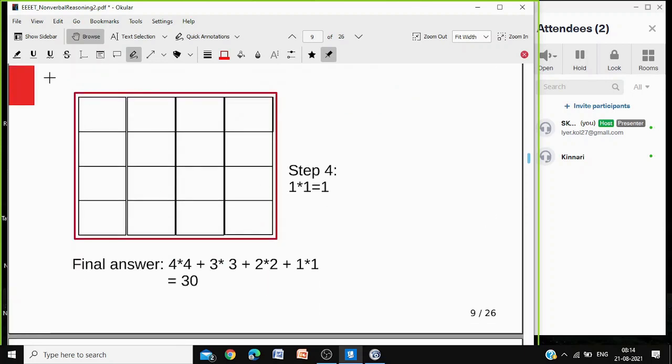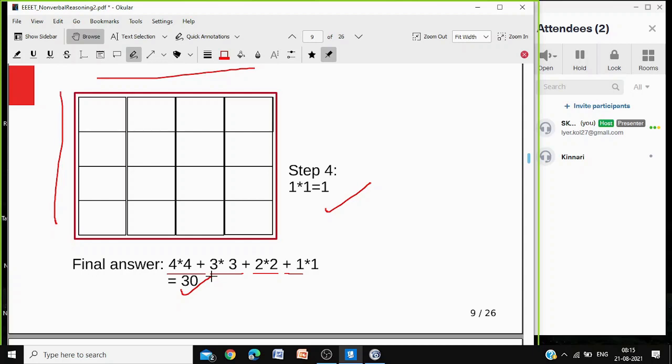And finally we can take the whole thing together. Here you take 1 as a whole, and here you take 1 as a whole. Don't forget the in between lines. Only take the outside square, 1 into 1. So the final answer would be 4 into 4, 3 into 3, 2 into 2, 1 into 1. When you add all of them, you get 30.